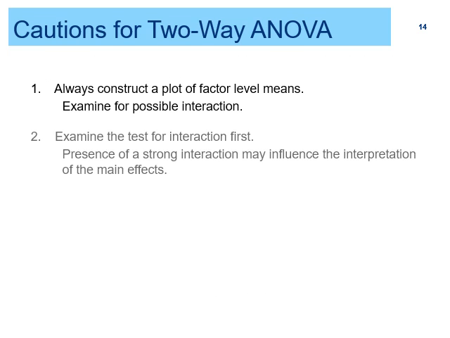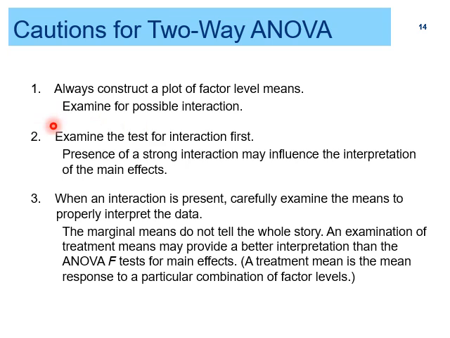So there are a few cautions we have to take. Always construct a plot of factor level means. Examine for possible interaction. Examine the test of interaction first. The presence of a strong interaction may influence the interpretation of the main effects. And when an interaction is present, carefully examine the means to properly interpret the data. The marginal means do not tell the whole story. An examination of treatment means may provide a better interpretation than the ANOVA F-test for main effects. A treatment mean is the mean response to a particular combination of factor levels.